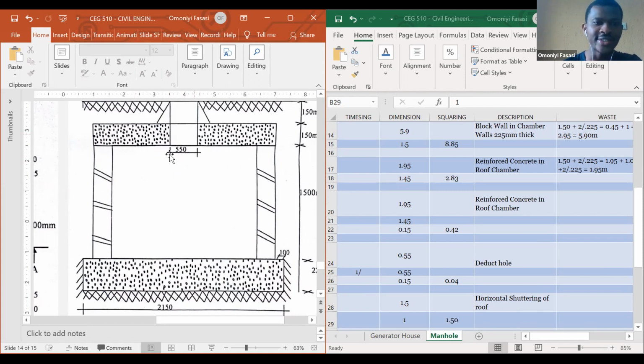So now the hole you are deducting is going to be what? It's going to be 550 mm times what? Area of circle is what? Pi d square over 4. Are you guys following me? Yes. That's good. Excellent.